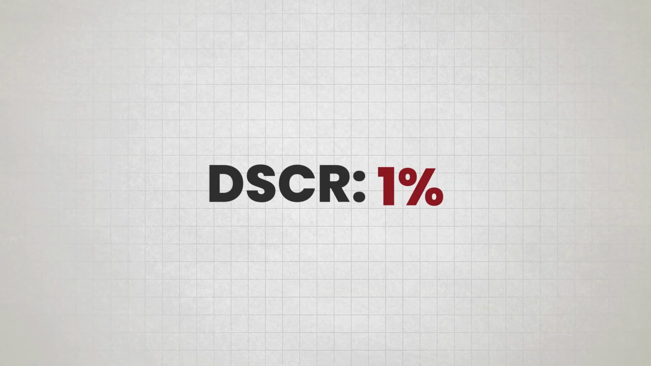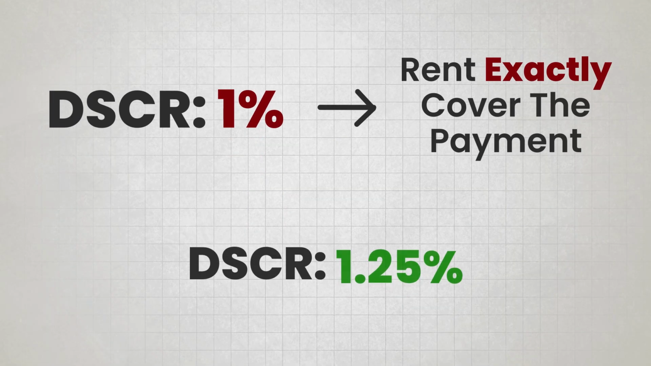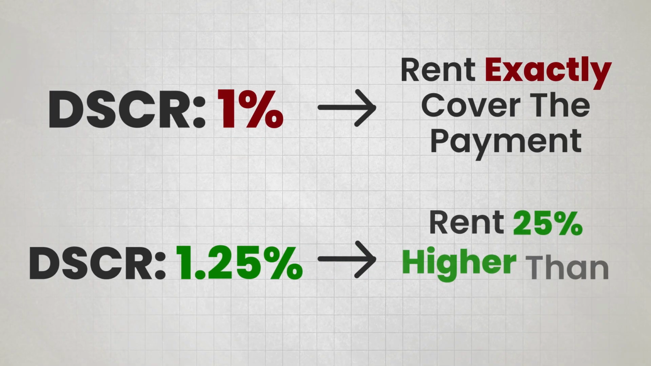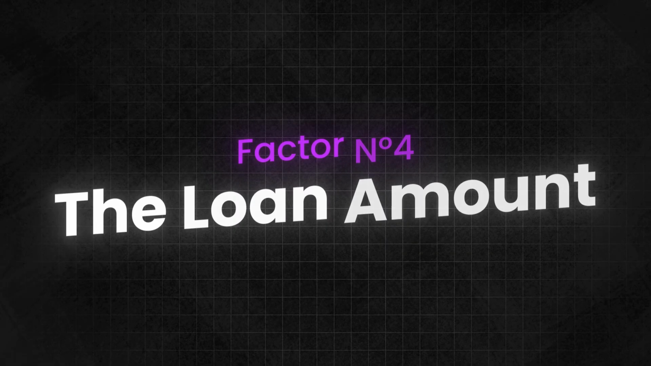A DSCR of 1 means the rent exactly covers the payment. A DSCR of 1.25 means that rent is 25% higher than the payment. Lenders love properties with strong DSCR ratios. A property with a 1.25 DSCR will get better rates than one barely hitting 1. That's cool. Factor number 4, the loan amount.